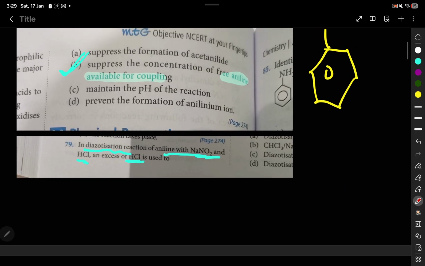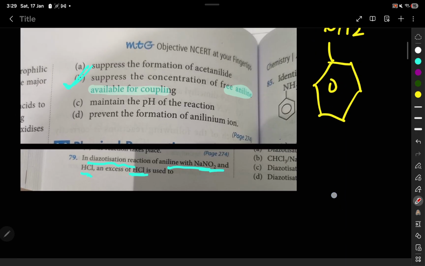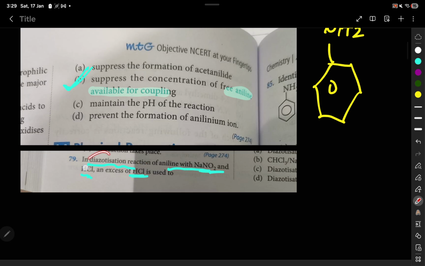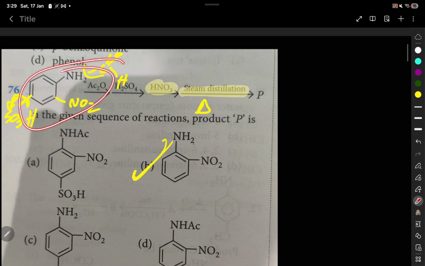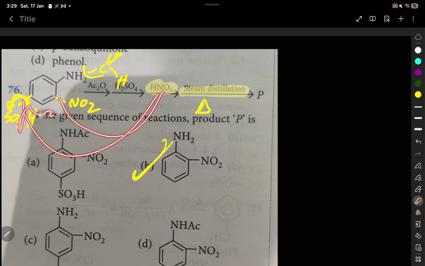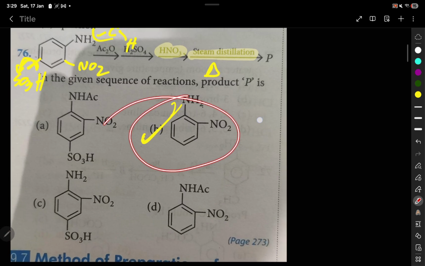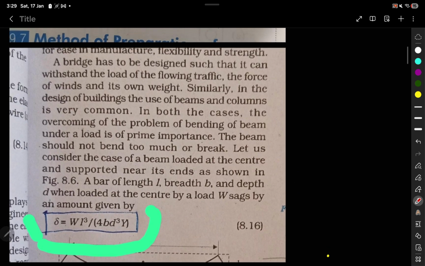I mean, obviously you would not want it to couple all the time, because you want to do other reactions with diazotization, right? Diazotization is formation of N2Cl. So then this is a question about protecting groups. Basically, first you acetylate it so that it is protected from electrophilic aromatic substitution, and then you put H2SO4 in a para position. After that, you have HNO3, and the para position is blocked by SO3H. When steam distilled, this SO3H is cut off, the Ac2O group is cut, and you get option B. That's all. Then this one.